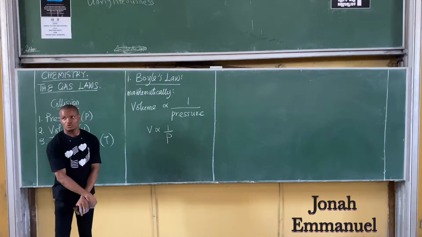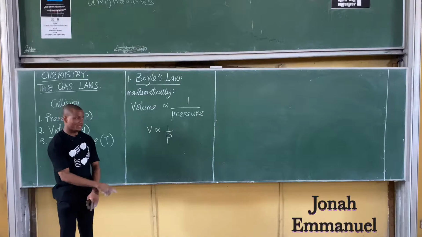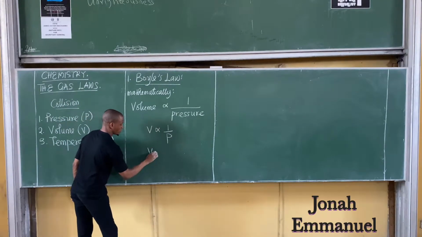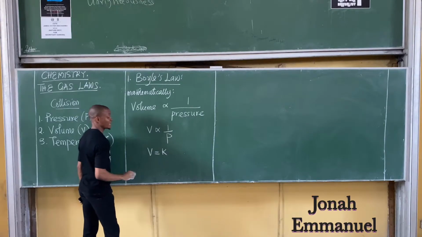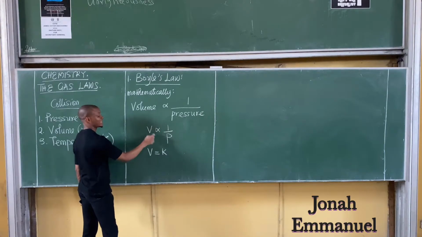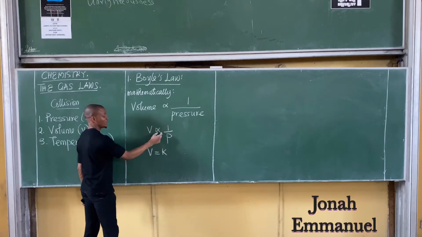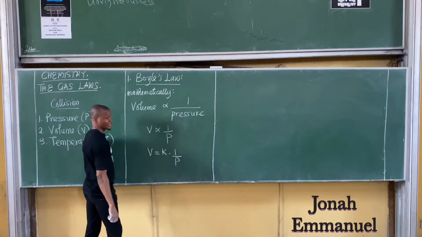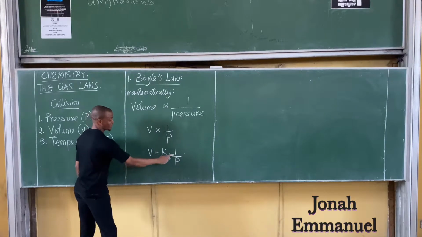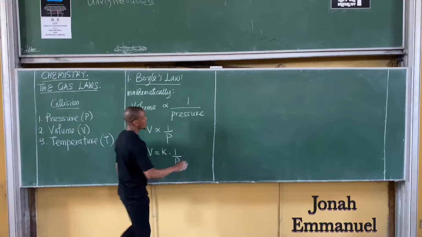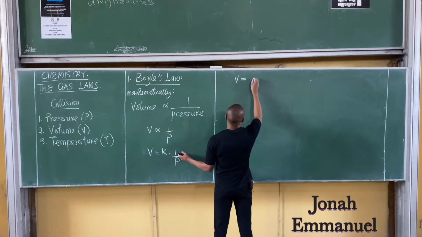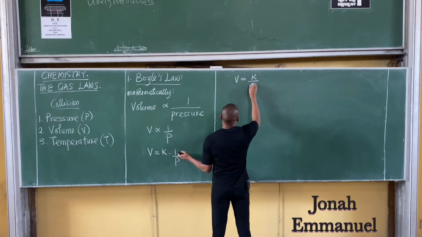Put an equal sign to introduce a constant. So V equals a constant times 1 over P. That's how you eliminate the proportionality sign. In other words, if I multiply, I have that V is equal to K times 1, which is K, all over P.